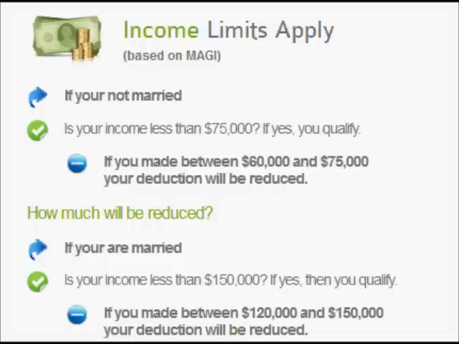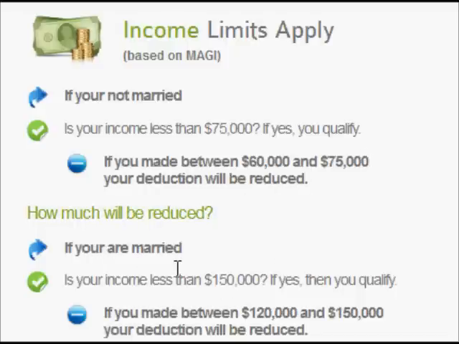So now we're going to go over the second criteria, which I mentioned before is based on your adjusted gross income. And as you'll notice, there's two sections, one for people not married and one for people who are married. So let's start off with the folks who are not married. Now, if you're not married and your income is less than $75,000, then you would qualify for the student loan interest deduction. And if you made between $60,000 and $75,000, then your deduction will be reduced.